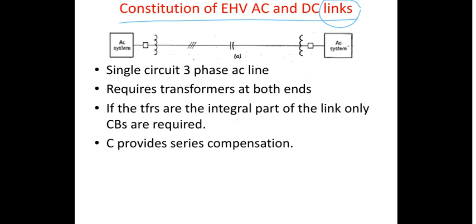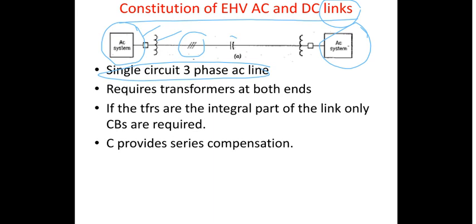That is called the single circuit three-phase AC line. Okay, so now the single line diagram of that has been represented here. You can see here you have got the AC systems on either side of the link, followed by a circuit breaker here, then the transformer, then the three-phase line represented by a single line here. Then you have got the series capacitor here, and if you now sectionalize this, this is going to be symmetric on either side like this.